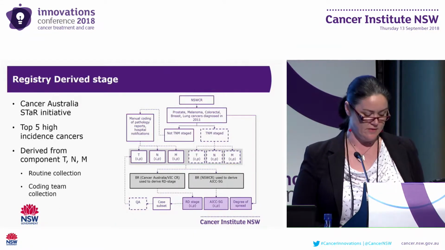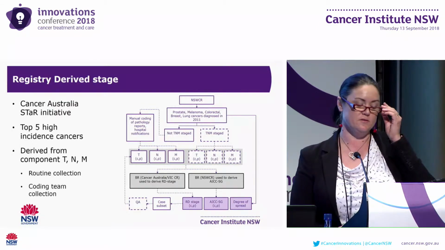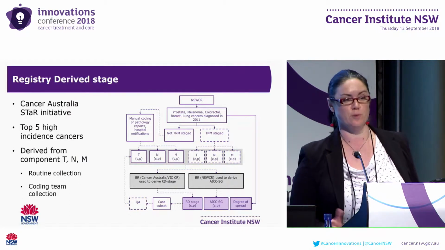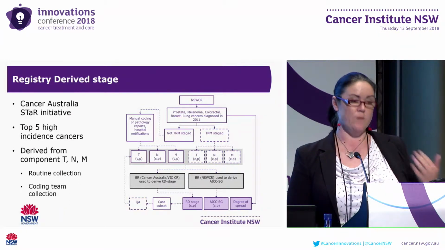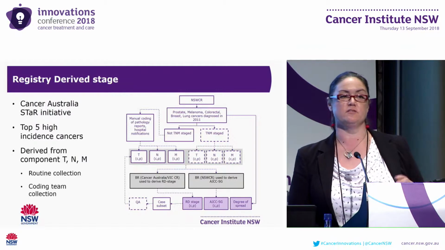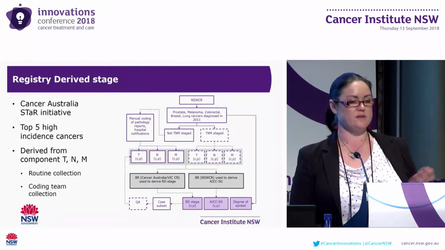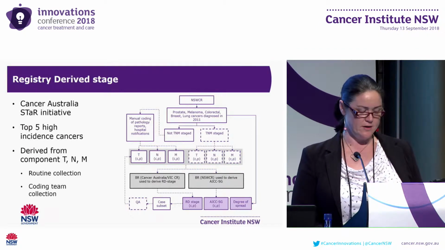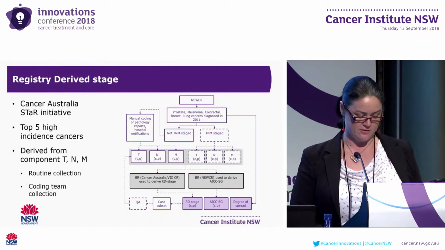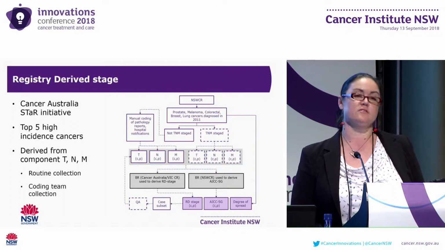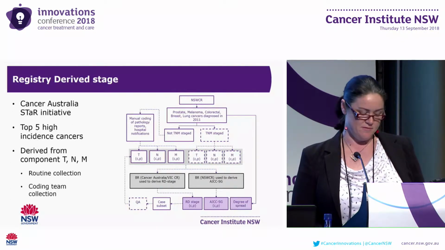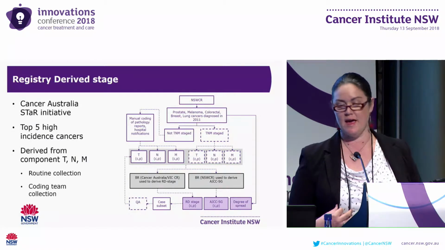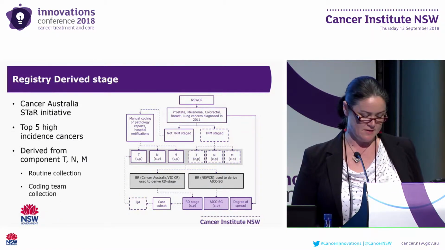TNM is collected in the New South Wales Cancer Registry, but it's not at a population level, and it's not for all LHDs or all tumour groups. When we spoke to other population-based registries in Australia, we know that it's underreported or it's not reported at all. So in an initiative to improve national stage, Cancer Australia developed and funded a project which put together a methodology to derive the best estimate of TNM staging.